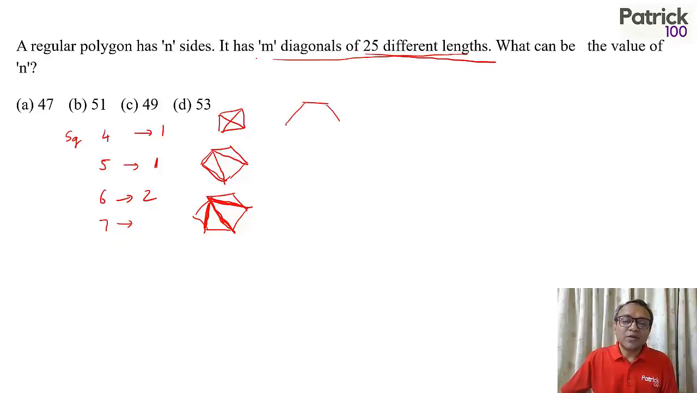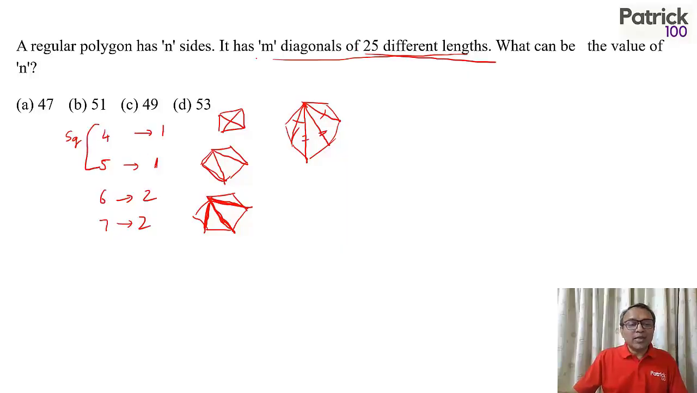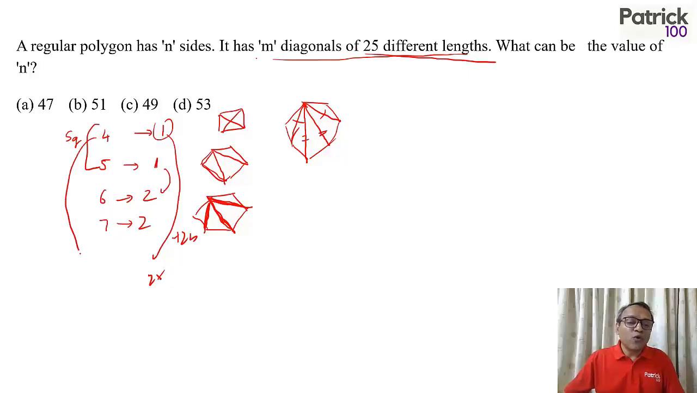If I take 7, I can draw one diagonal length, second, third and fourth, but two of these lengths will be the same and two others will be the same, so basically two diagonal lengths. So you realize that for every 2 sides added, the number of diagonal lengths increases by 1. If I want to go from 1 to 25 diagonal lengths, that is plus 24. So from 4 it has to go plus 48, which will be 52. So 25 diagonal lengths will be at 52, and 53 will also have 25 diagonal lengths.